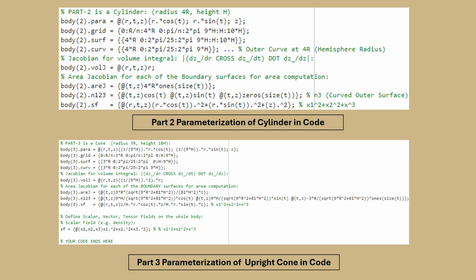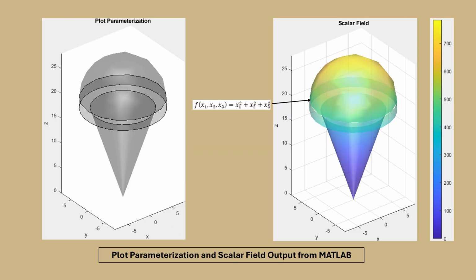got messy right here. These are the plots that MATLAB outputted, where the plot parameterization is listed on the left and the scalar field is depicted on the right as well, which you can also see is listed right here, which is x1 squared plus x2 squared plus x3 squared.